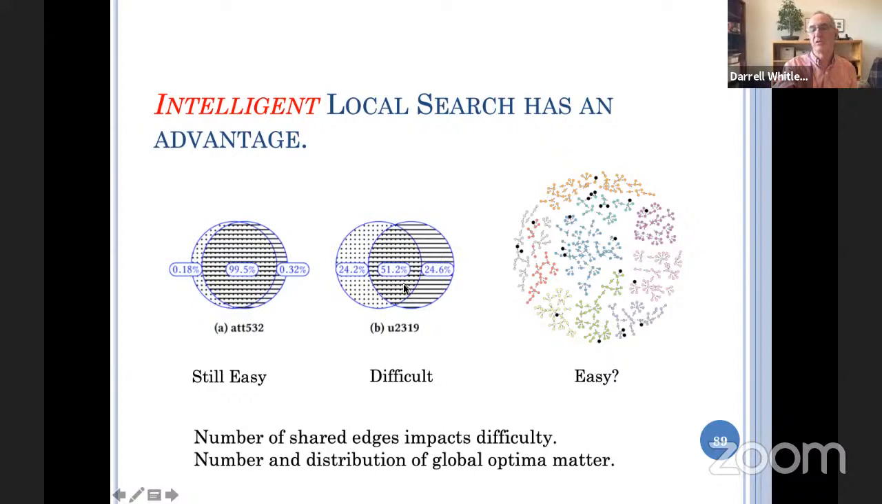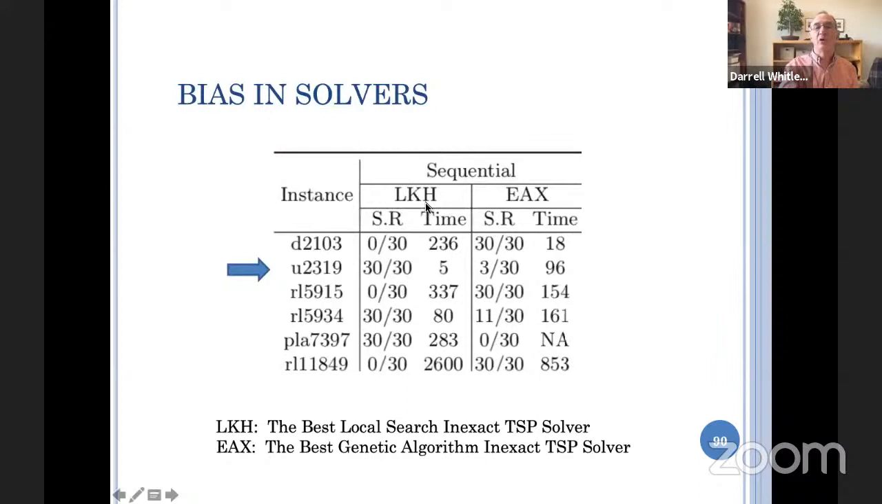So if you look at, say, the LKH local search solver versus the EAX genetic algorithm, you see a real bias here. LKH can easily solve the u2319 problem, but EAX struggles. It solves this 5,000 city problem, this 6,000 city problem, this 7,000 city problem, but EAX struggles. On the other hand, EAX easily solves this 2,000 city problem and LKH can't. Here's a 6,000 city problem, easy for EAX, hard for LKH. So there's a real bias in solvers.